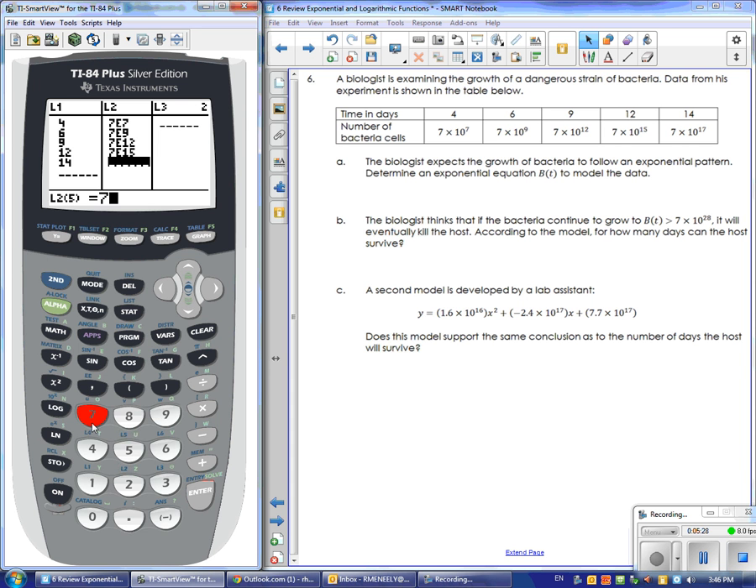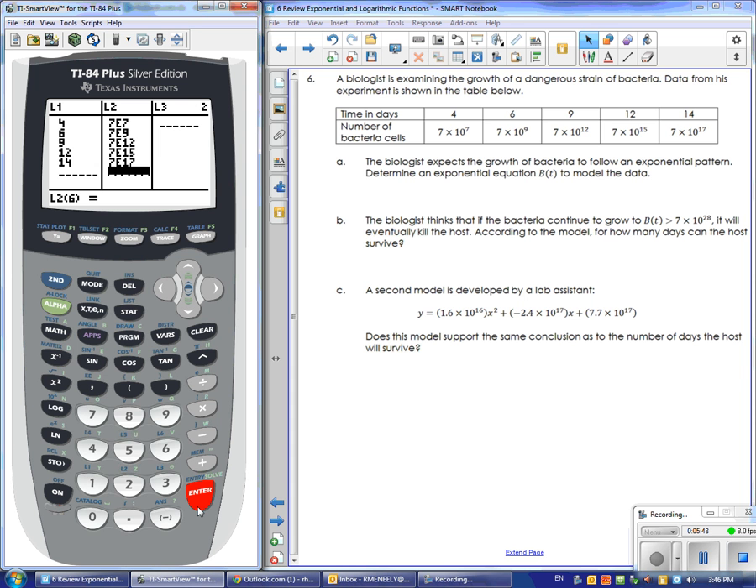If I hit 7 and then use my blue second button and then hit my comma key, that's going to give me the EE button. And now I can type in 17. And that's another way to enter in scientific notation.